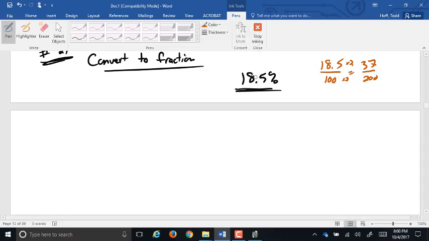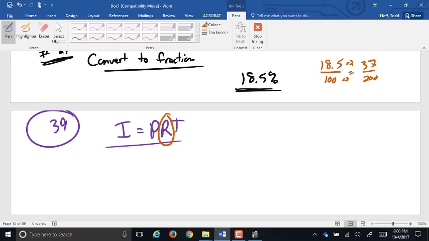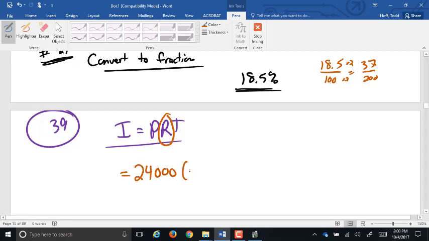Oh, sure. Yeah, number 39. 39 is a simple interest formula. I give you I equals PRT. In the problem, we are told, find the rate. So we're looking for R here. We have a principal of 24,000. Interest of $160. And the trick here is the time. Well, it's 1 month, so the time is 1/12.